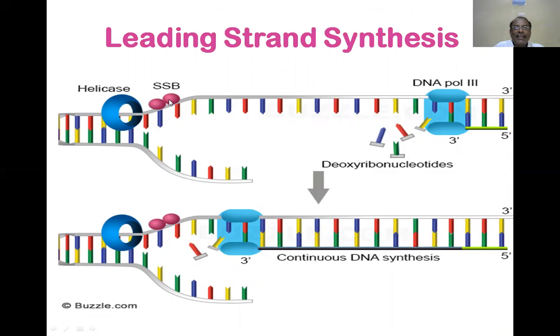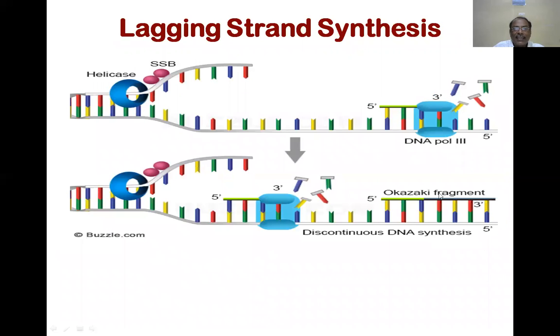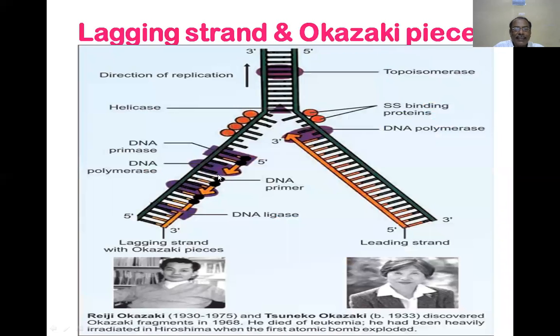So many enzymes are coming in the way: helicase, single strand binding proteins, DNA polymerase, and deoxyribonucleotides coming one by one and joining to produce the strands, with continuous DNA synthesis on the leading strand, whereas discontinuous synthesis on the lagging strand, which are called Okazaki fragments. This is another model being shown. The two strands are opened up, with single strand binding proteins and DNA polymerase enzyme; the leading strand is continuous, the lagging strand is in discontinuous pieces, and those are the Okazaki pieces.